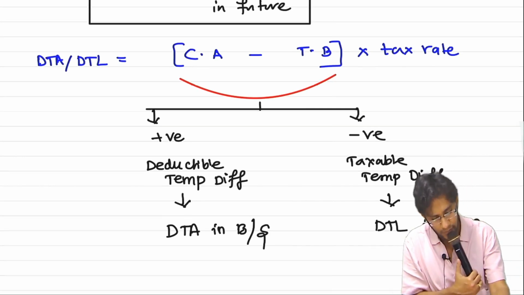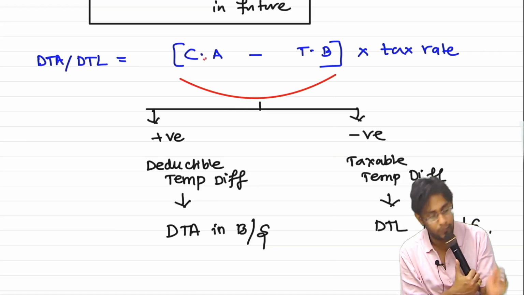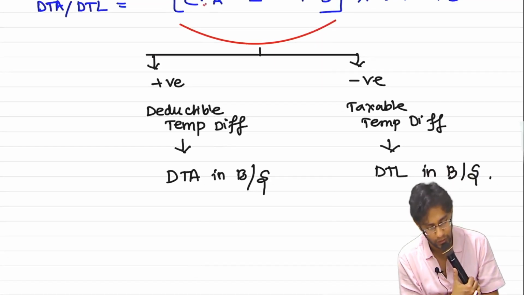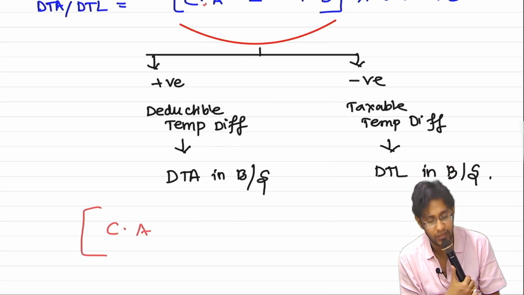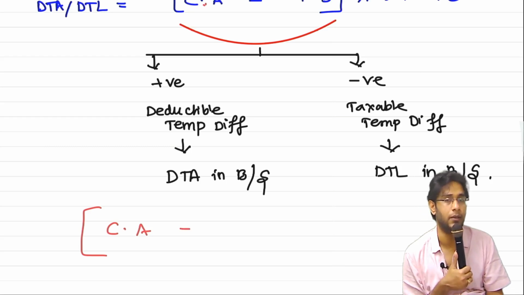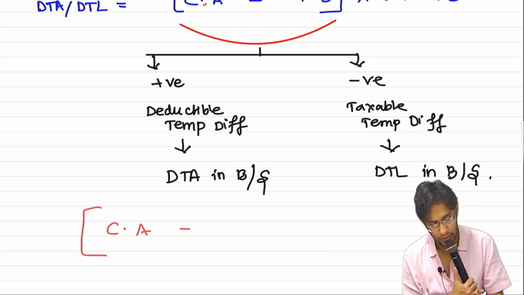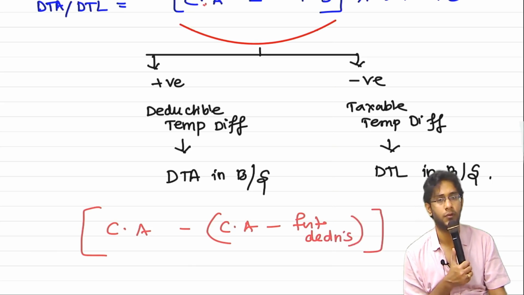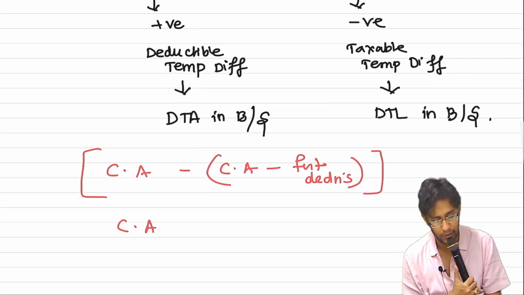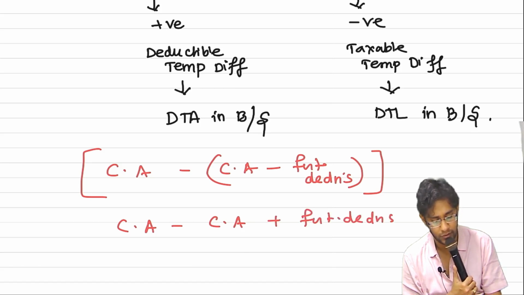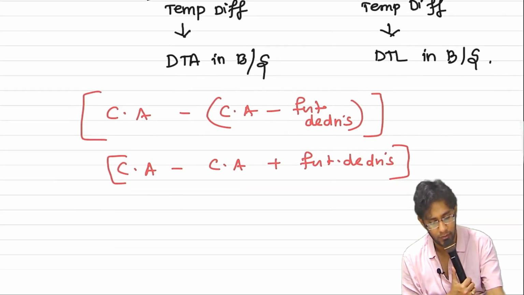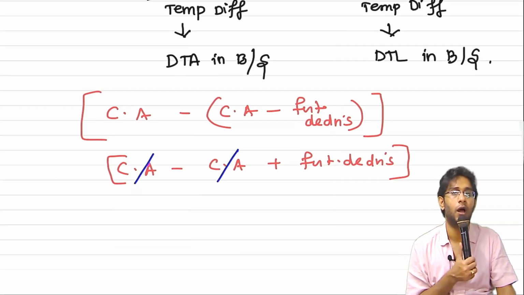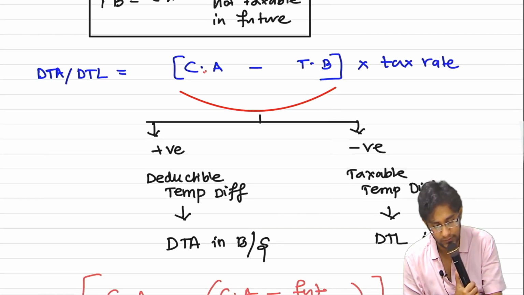Sir, here what is the logic? Logic is simple. Look at this perfectly, sir. I am just simplifying here with a box alone. I hope you will understand correctly. Box plus CA is there, I wrote as it is. The general formula of tax base is what? Carrying amount minus future deduction. Correct, no? So when I open this bracket, what will happen? CA minus CA, future deduction; CA will die. Whatever you are having, this box.